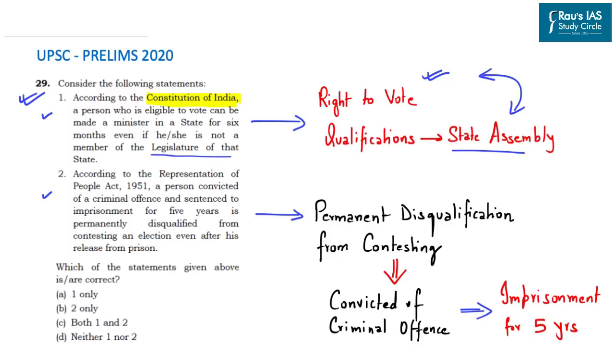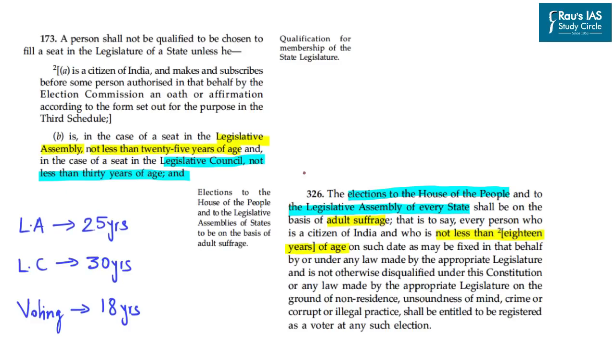Now again, the term Constitution of India has been mentioned in the question, and accordingly you need to be aware about the constitutional provisions regarding both these concepts. So Article 326 mentions that elections to the House of the People, that is Lok Sabha, and to the Legislative Assembly of every state shall be on the basis of adult suffrage. That is, every person who is a citizen of India and who is not less than 18 years of age.